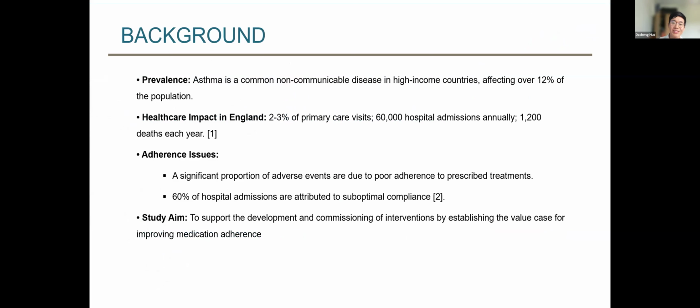What is crucial for us to understand here is that poor adherence to prescribed treatment is a very significant factor behind this kind of hospitalization and death. A very large proportion of asthma-related hospital admissions are linked to this kind of bad medication use. So with that context in mind, we are examining how improving medication adherence can lead to better health outcomes and create potential cost savings for the NHS.